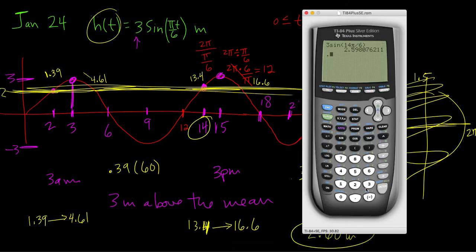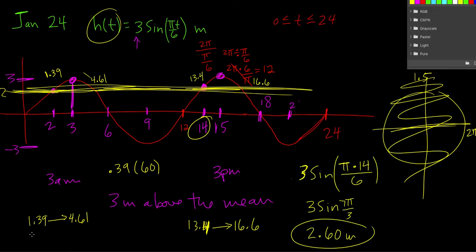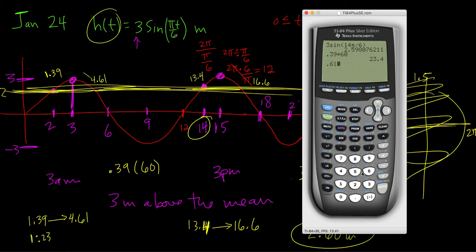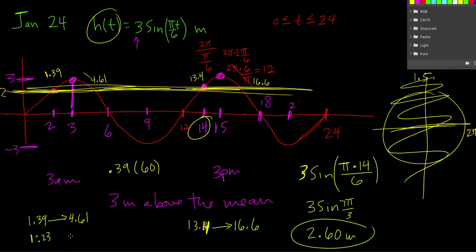So 0.39 of 60 is about 23. I'm just going to round. So this is really at 1:23 a.m. And then we'll do the same thing with 0.61. So we say 0.61 times 60, and I'm going to round that to 37. So 4:37 a.m. So in between there, they can pass.